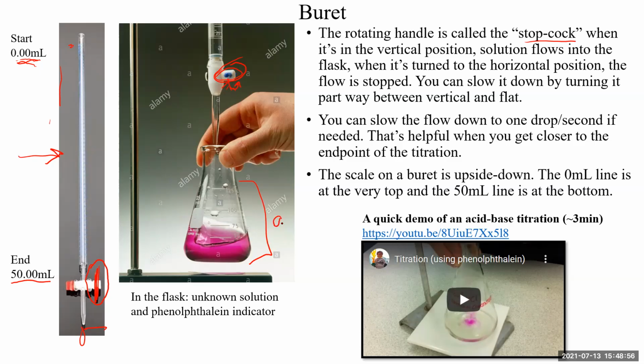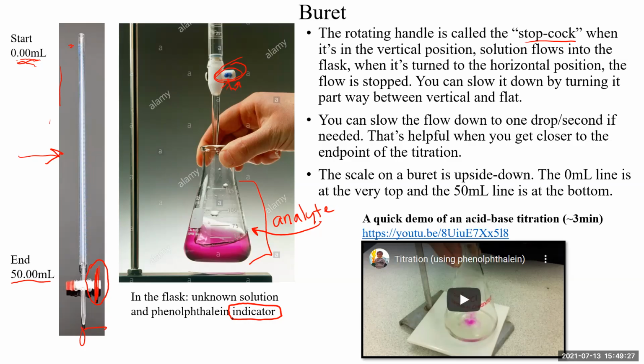Typically, you keep your analyte in a flask, what's called the Erlenmeyer flask, and you allow the titrant solution, the solution whose concentration you know, to dispense through a burette into the flask containing the analyte. The flask will also contain an indicator, in the case of an acid-base titration, an acid-base indicator.